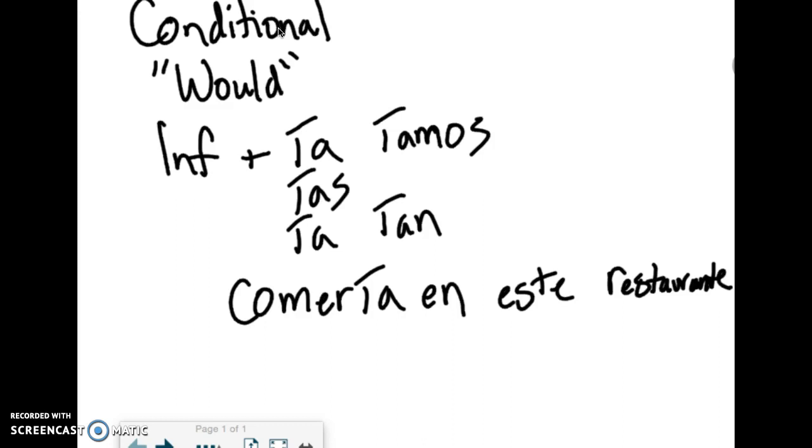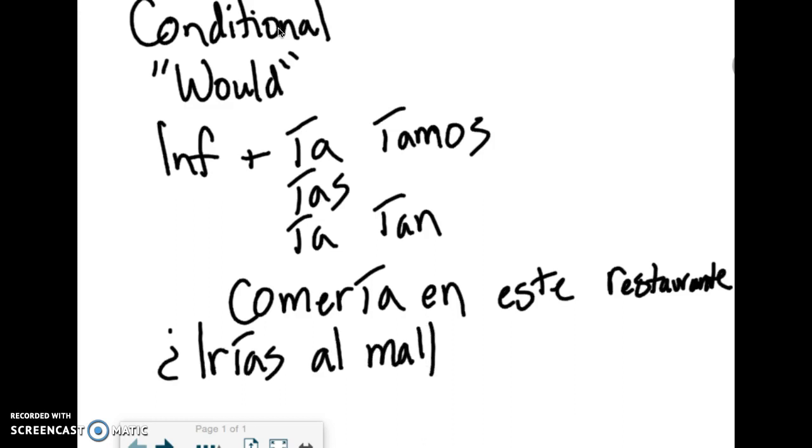Okay. Let's see. Give me another would statement. How about a question for this one? Would you go to the mall with me? So what's the verb for to go? Okay, so it's irías. ¿Dónde? Al mall. Irías al mall conmigo. Conmigo. Irías al mall conmigo.